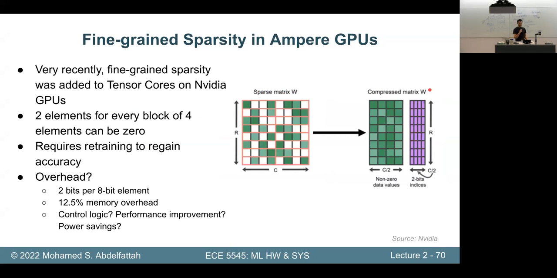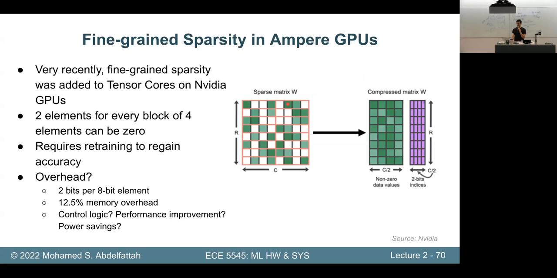And so obviously the other type of sparsity is fine-grained sparsity. And until very recently, you couldn't get hardware that supports fine-grained sparsity, right? But NVIDIA is focusing on this, and they started to add it to their NVIDIA GPUs. And the kind of sparsity that they support in their tensor cores is, they support having 2 elements out of every block of 4 be 0. So it's not quite fine-grained sparsity.